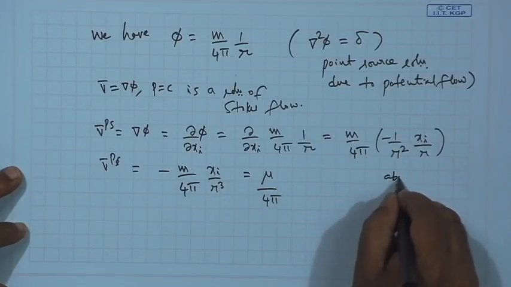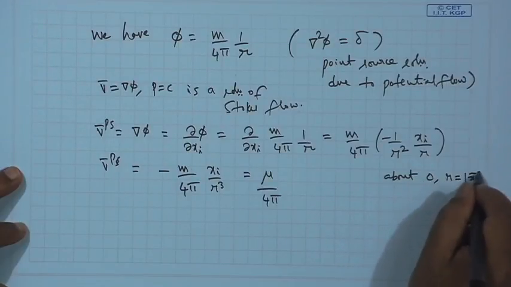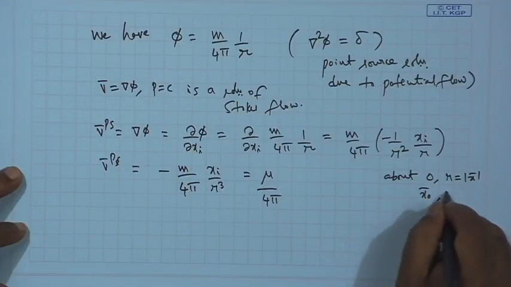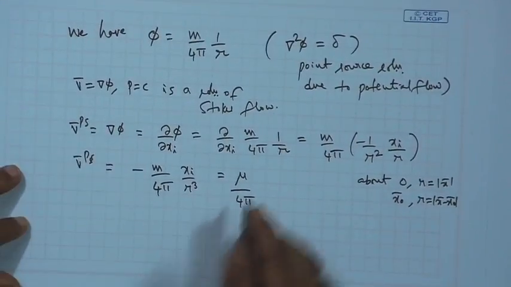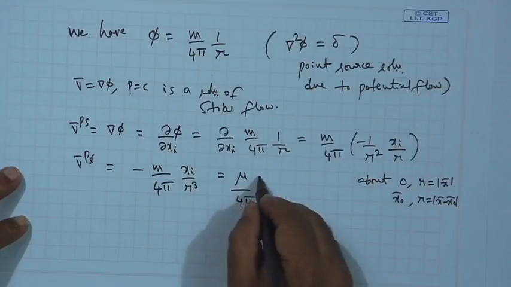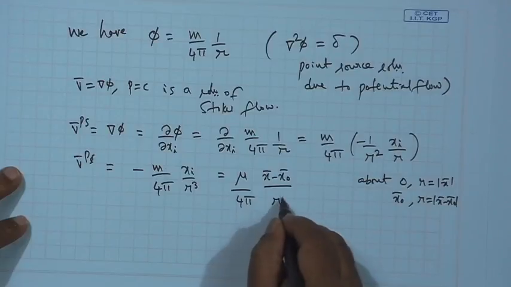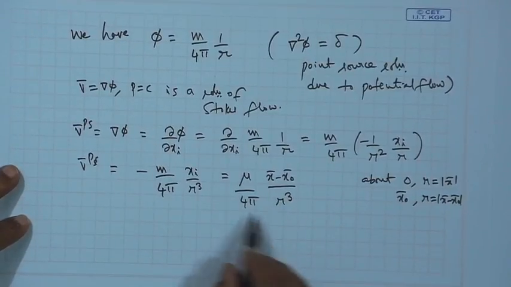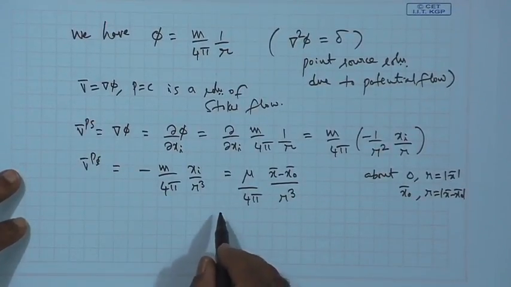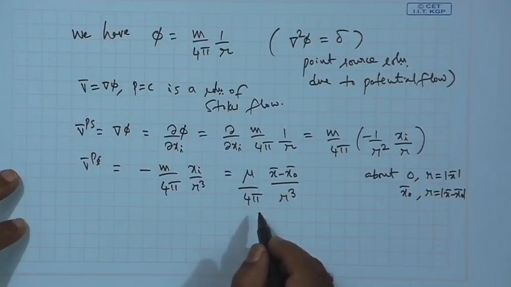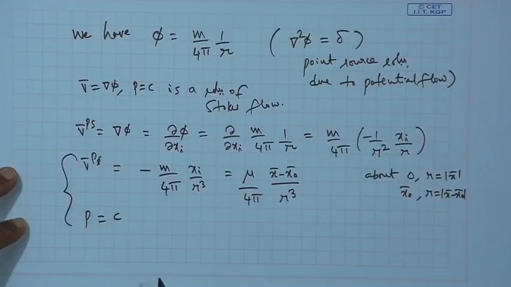X i means, if the singularity is about the origin, then r is nothing but this, and if it is about x naught, then r is nothing but that. So, generalizing, this is the corresponding singular solution. Once we have the singular solution, P is constant. So, these two together will be a solution of Stokes law.